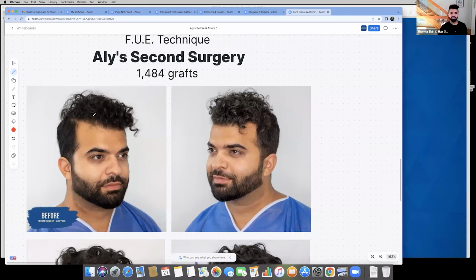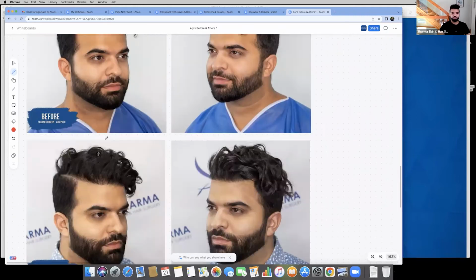So this is actually before the second surgery. So now this is August 2020, which would have been just over a year past my first surgery, which again, I'm not complaining. I would have walked away here really quite happy with everything, but I wanted to, for myself, bring down my hairline just a little bit more. So we got the 1,500 grafts added in.